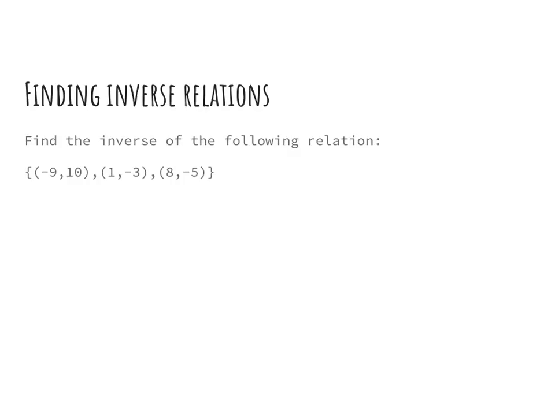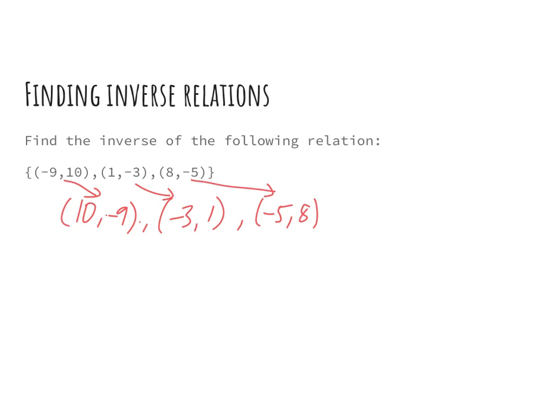So in a relation, you flip the ordered pairs. So if I were given the relation (-9, 10), (1, -3), and (8, -5), and I was asked to find the inverse, I would say the first point is (10, -9). The second point would be (-3, 1). And the third point would be (-5, 8). So again, all you do is switch your x and y coordinates of each ordered pair.